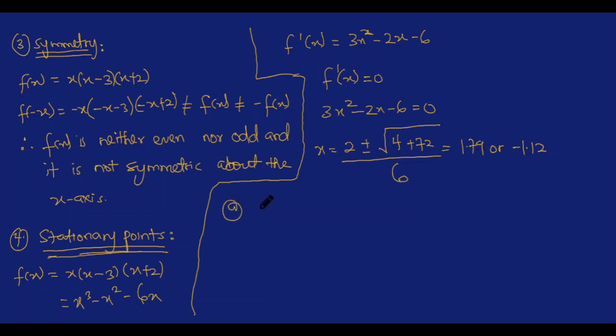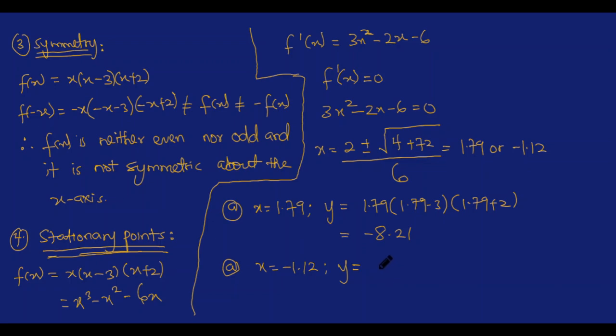So let's find the values. At x is equal to 1.79, if you substitute this into the function, you have that y will be equal to 1.79 multiplied by 1.79 minus 3 multiplied by 1.79 plus 2, and you would have y equal to minus 8.21 approximately. Then at x is equal to minus 1.12, we have that y is also equal to 8.68. So we know the values of the stationary points now.